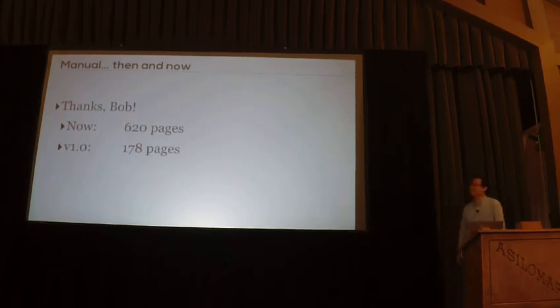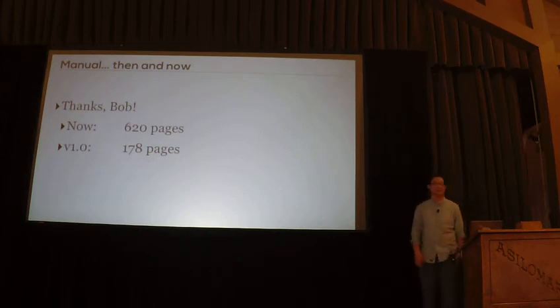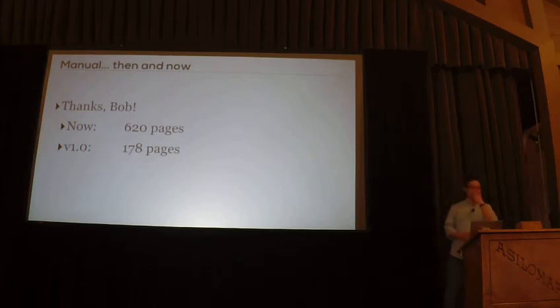Doesn't exist until it's in R. All right, so the manual. In version 1.0, it was 178 pages. I reread it recently while preparing for this talk, and it was actually still well written, and now it's 620 pages, but we've been adding, mostly Bob.